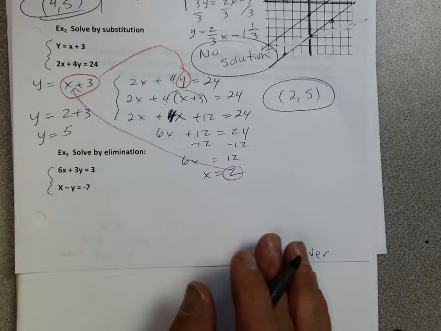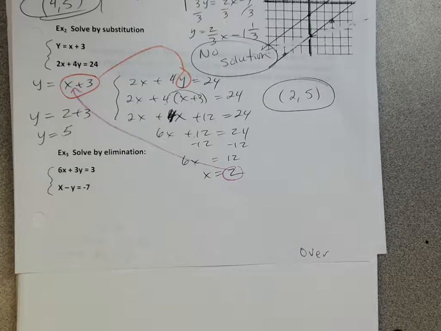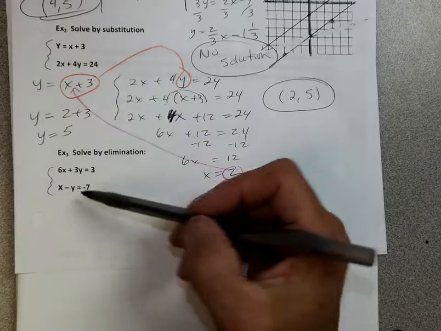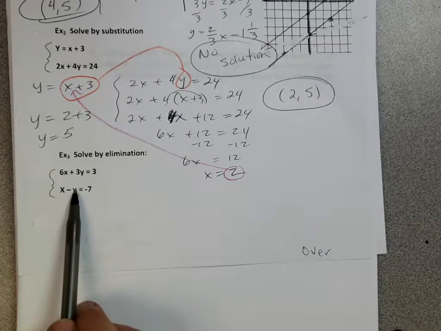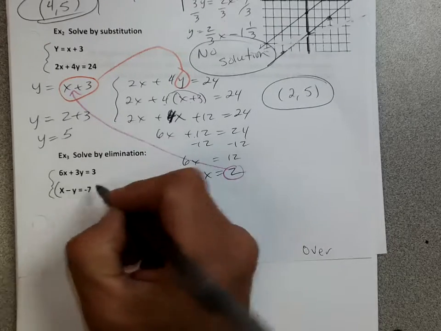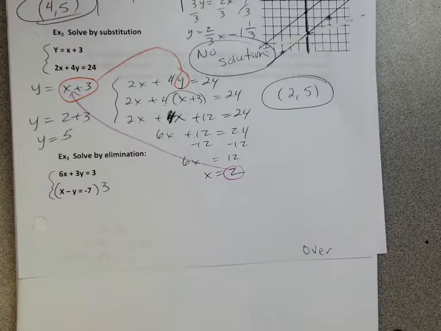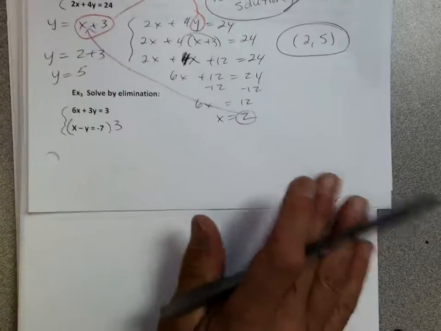Okay, example 3 says by elimination. To eliminate, they need to be opposites. So I'm thinking, if I could make this a negative 3y, they'd cancel. If I multiply this second equation by 3, I'll be able to make a negative 3y, okay? So let me do my rewrite.